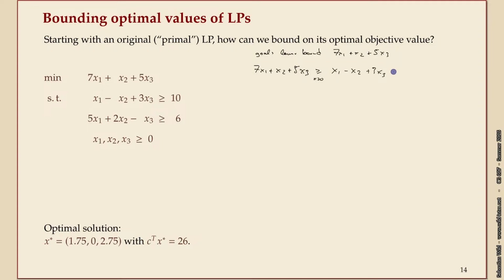Because x is feasible, this has got to be bigger than 10. Ta-da! I've proven a lower bound of 10 on the optimal objective value subject to the constraints. All I've done is rewrite the objective function using the constraints. I just lowered the coefficients for each of the variables: from 7 to 1, from 1 to -1, from 5 to 3.